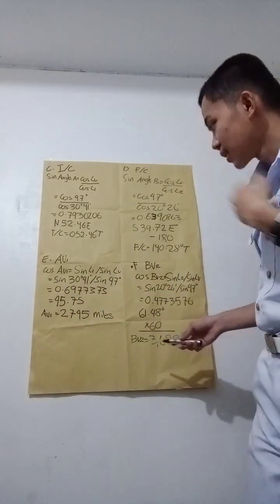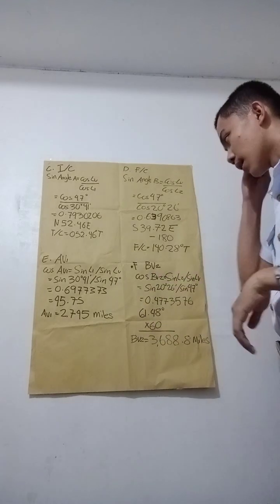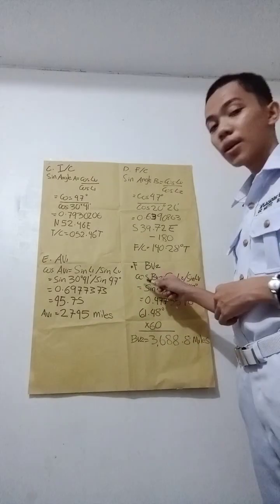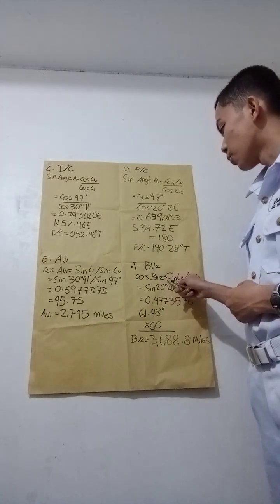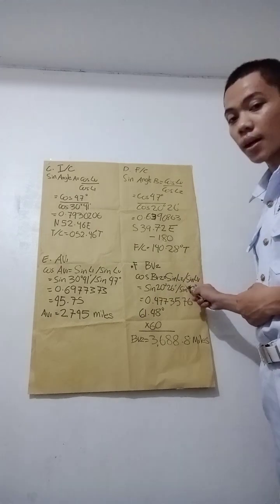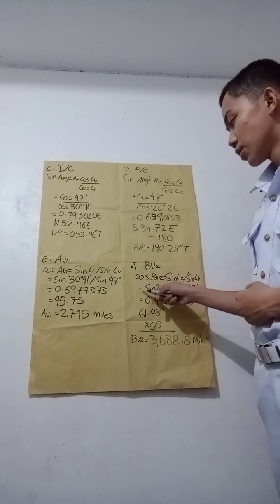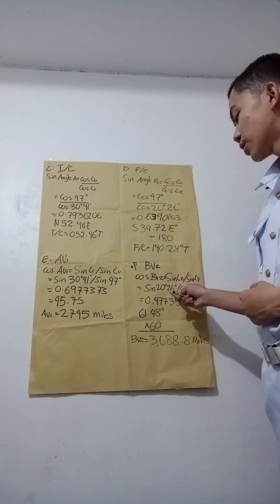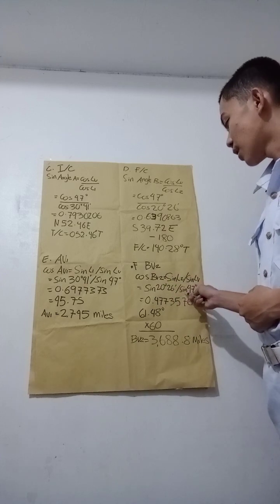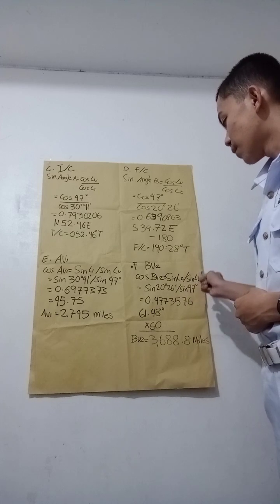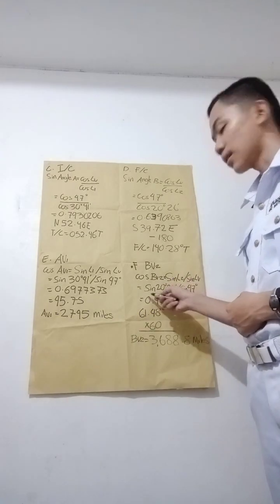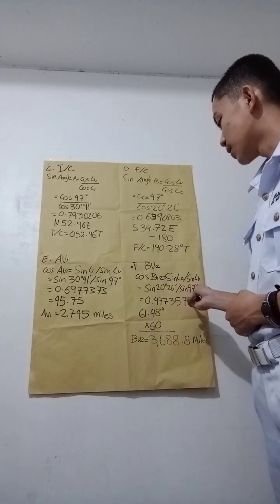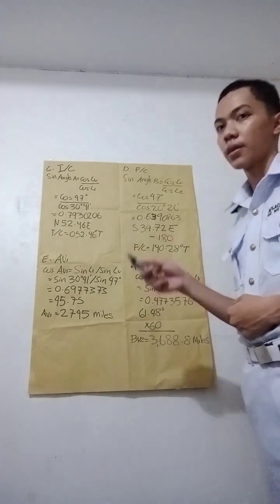So next is we need to solve the BV2. So our formula is cos BV2 equals sine L2 divide sine LV. So sine our L2 is 20 degrees and 26 minutes, then divide sine our LV, which is 47 degrees. So we divide these two and what comes out is 0.4773576. Then use your scientific calculator again.